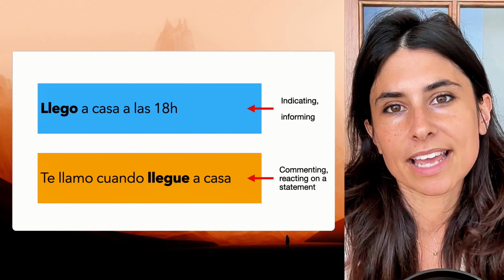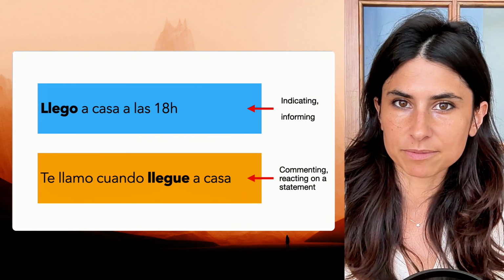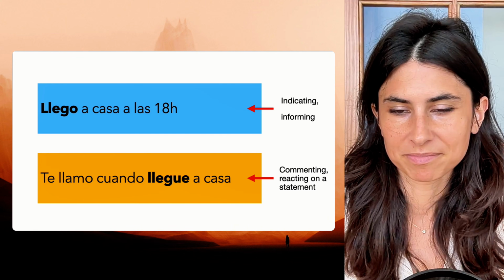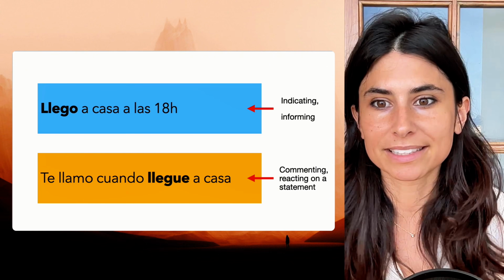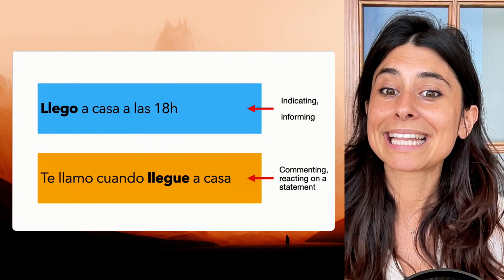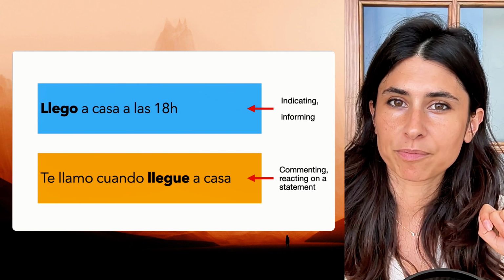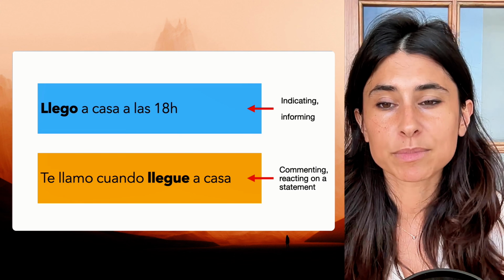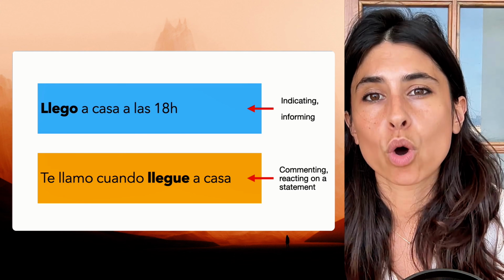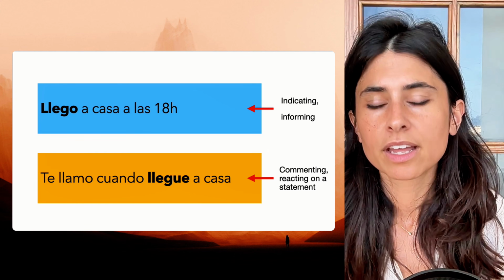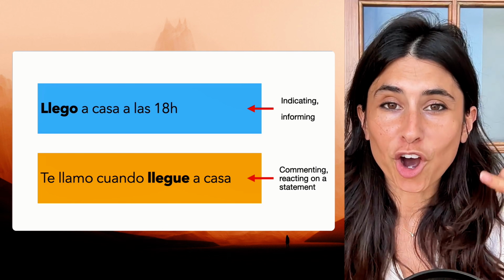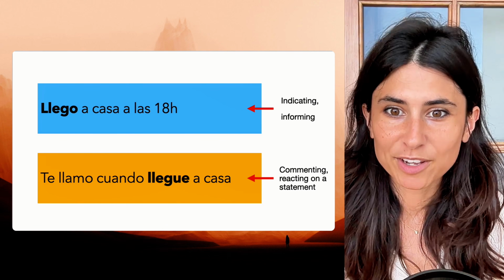Another one. Llego a casa a las 6. I arrive home at 6. I'm informing about that. That's why it's indicativo. But then, te llamo cuando llegue a casa. In this second sentence, I'm saying, I'll call you when I get home. Okay? I call you, okay, when I get home.